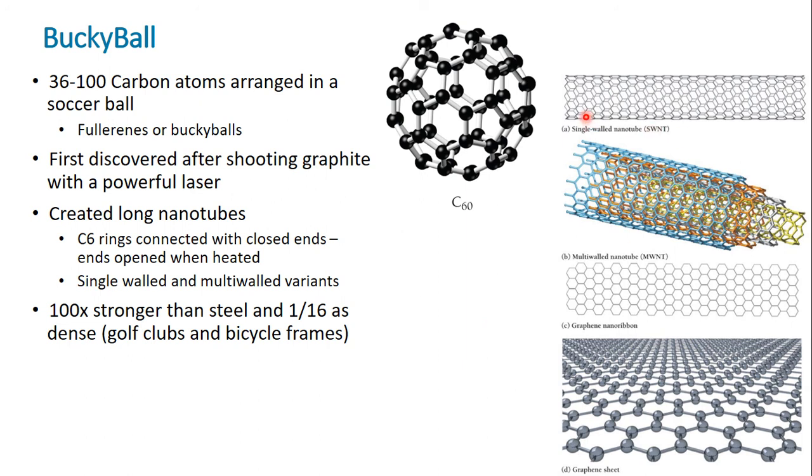A nanotube is made of carbon hexagonal rings that form a tube with closed ends. And you can open these ends with heat. You have single-walled variants or multi-walled variants as shown here. Now, these nanotubes are extremely strong, roughly 100 times stronger than steel, with only 1/16 the density. This is why you'll see these carbon nanotubes or nanofibers in golf clubs or bicycle frames. You get a lot of strength for a little weight.